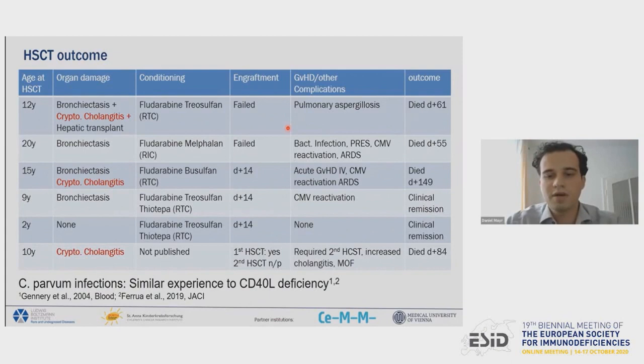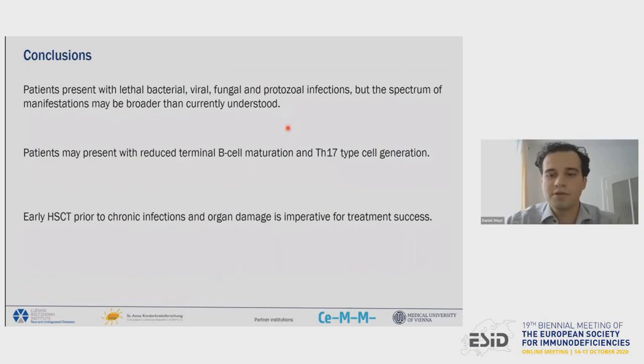In summary, IL-21 receptor deficiency is associated with a wide range of potentially lethal infections, but the spectrum of manifestations may be broader than what's currently understood. Patients may present with reduced proportions of terminally matured B cells and Th17 type cells, which contribute to the disease manifestation. And early stem cell transplantation prior to organ damage is imperative for treatment success because the presence of cryptosporidium heralds transplant complications.